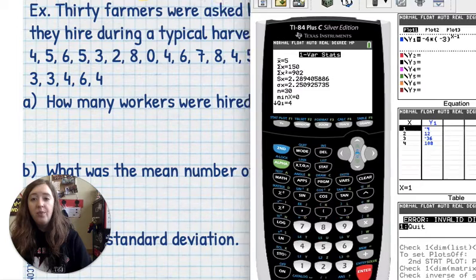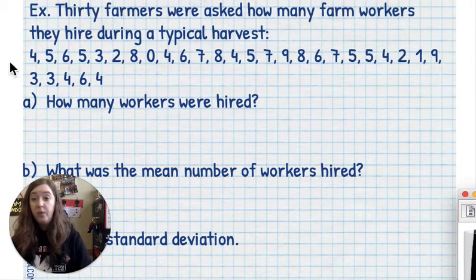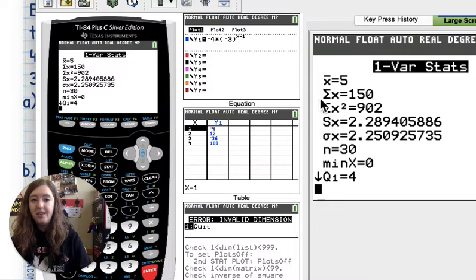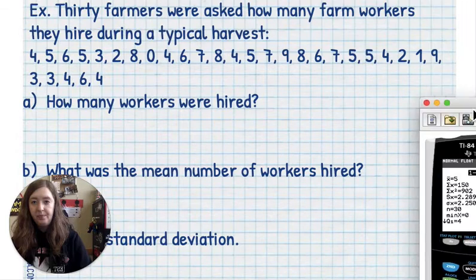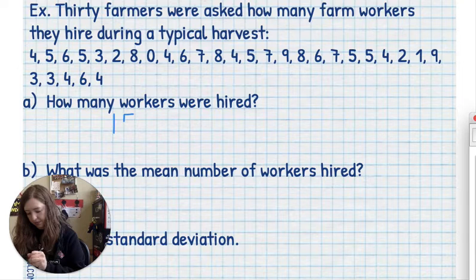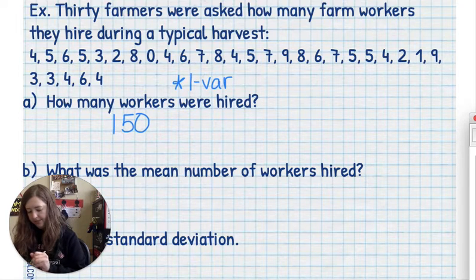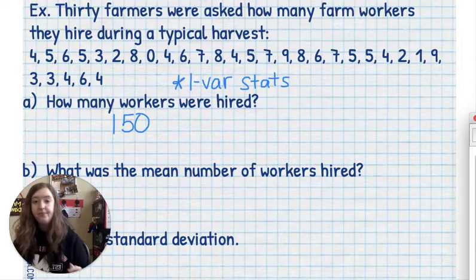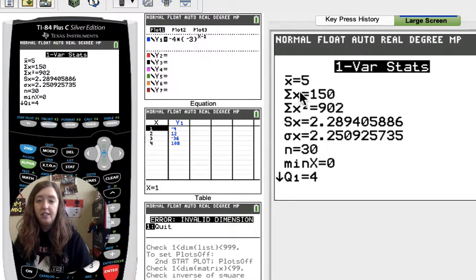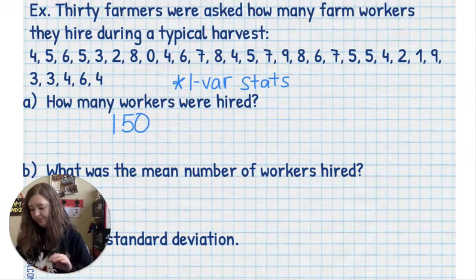All right, so how many workers were hired? Really, we want to add together all of these numbers, right? So the sum of the data set is going to be that second line, that capital sigma sub x. That's going to be 150. So how many workers were hired? 150. And in case you're wondering, this is in your one variable stats in your calculator. Now we want to know the mean number. So our mean is going to be x bar, this guy here on top, and that's going to be 5. So the mean number of workers that were hired was 5.